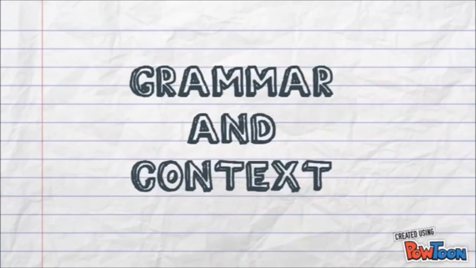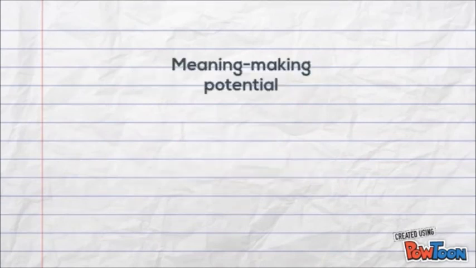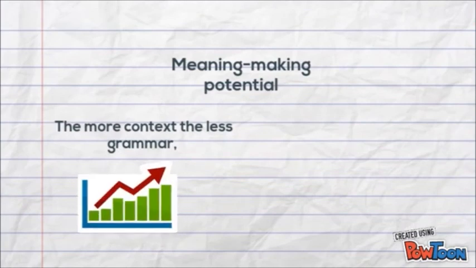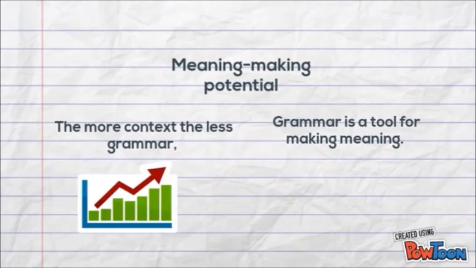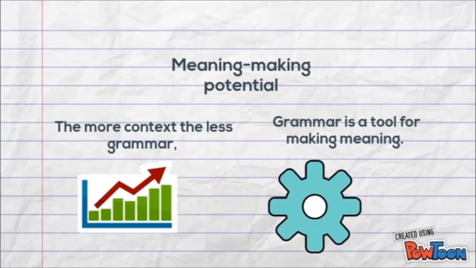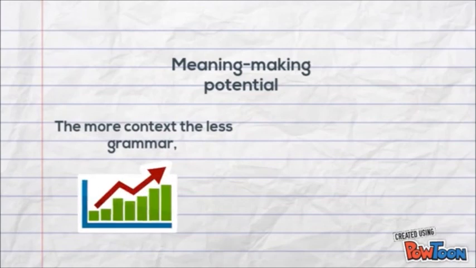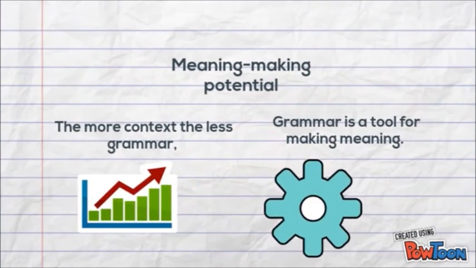Context is an important issue to consider in all fields. So now let's talk about grammar in context. The author also talks about meaning-making potential. So what is it? He explains that the more context, the less grammar. When you have a context, the grammar is not very important. But on the other hand, the author says that grammar is a tool for making meaning. So in the end, he concludes that both context and grammar are essential tools at the time of making meaning.